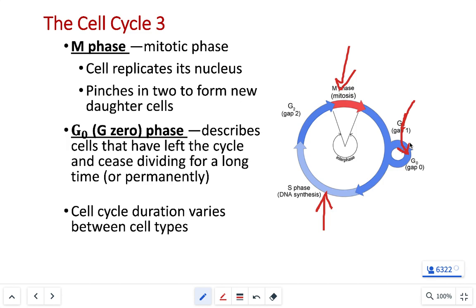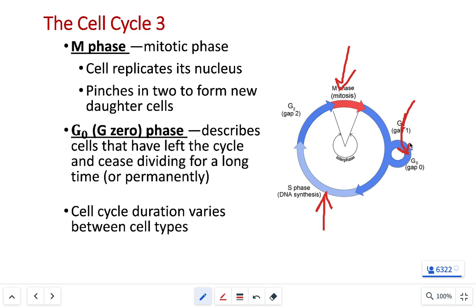In particular, when you think of neurons of the brain or skeletal muscle fibers, cells that we as adults have a very hard time regenerating. One of the reasons why we have a very hard time regenerating lost brain tissue or lost skeletal muscle fibers is because we have most of our cells in the G naught phase.